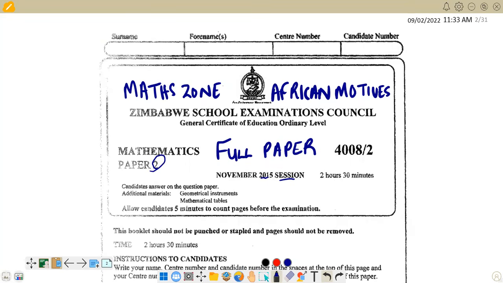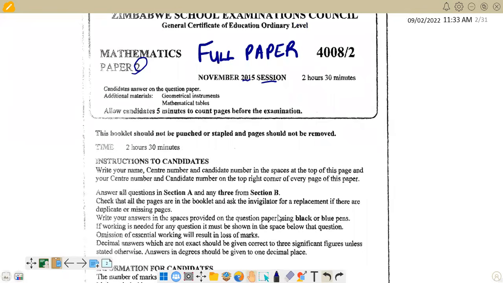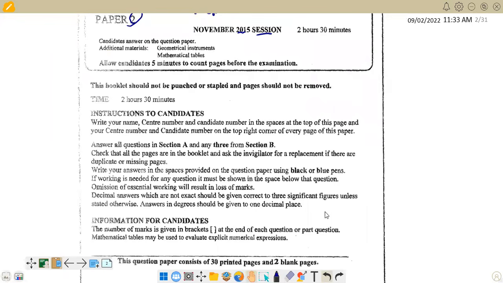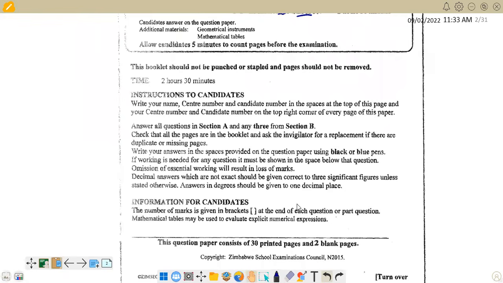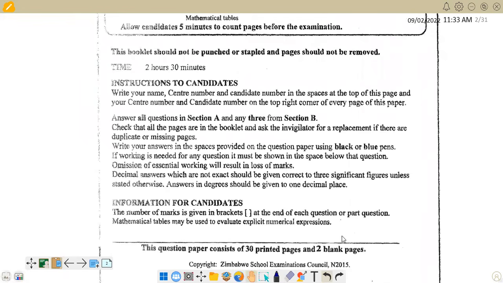So let us quickly see what we have got here. Remember, you're supposed to read everything, guys, your instructions. The ones that you're given, make sure that you read your instructions, okay? The instructions to the candidates, everything, make sure that you have got.